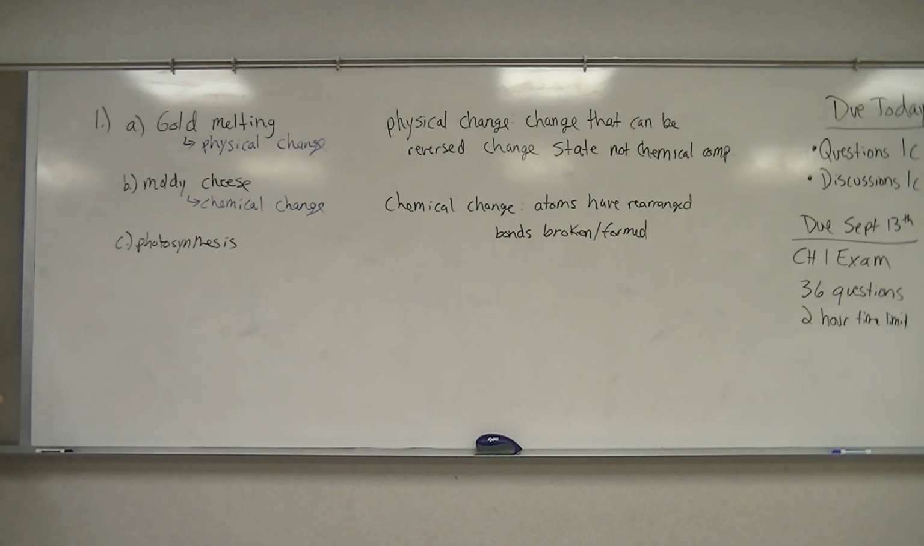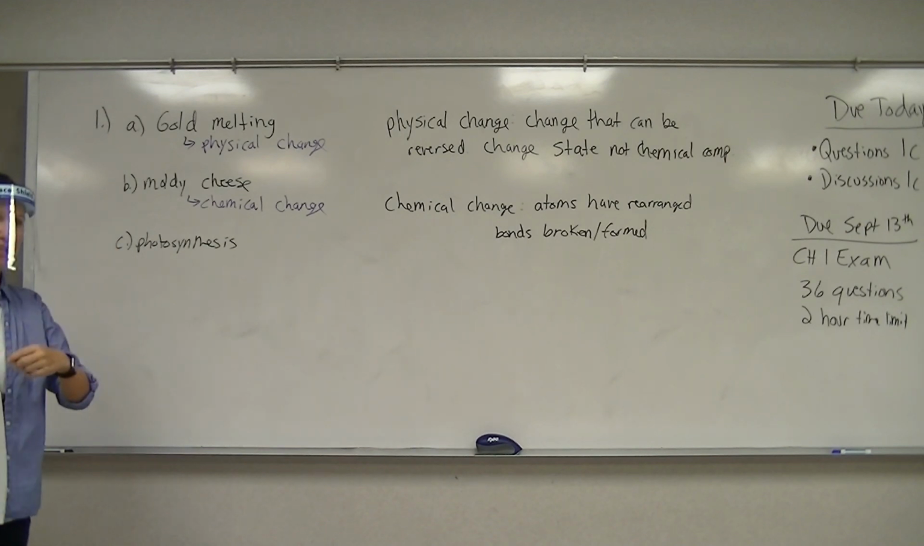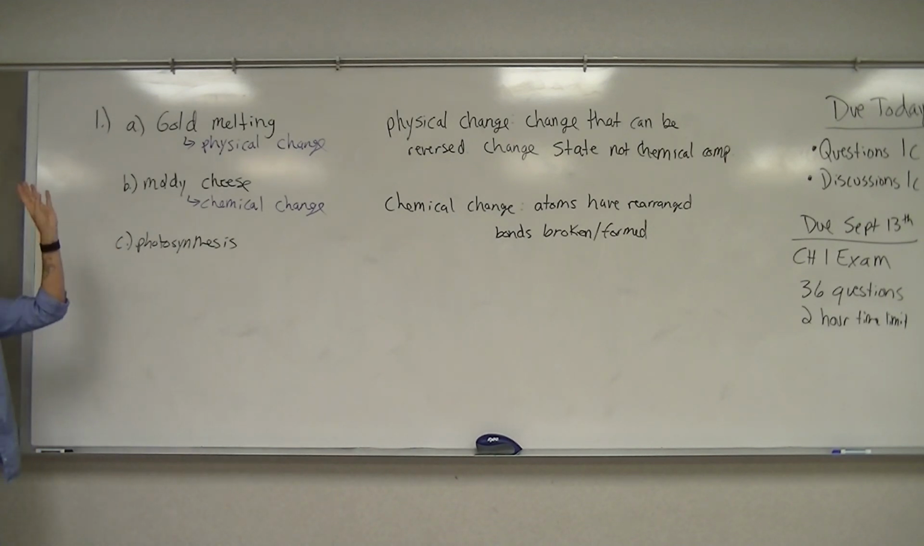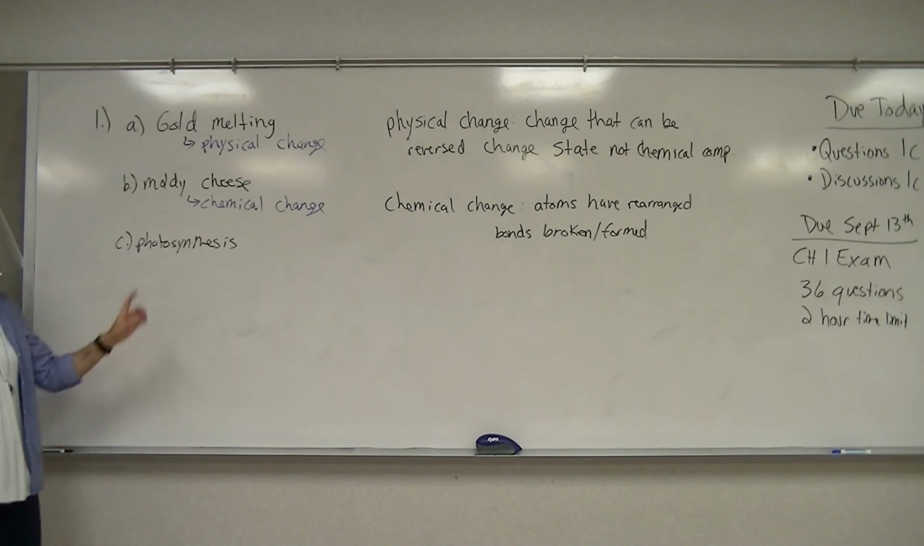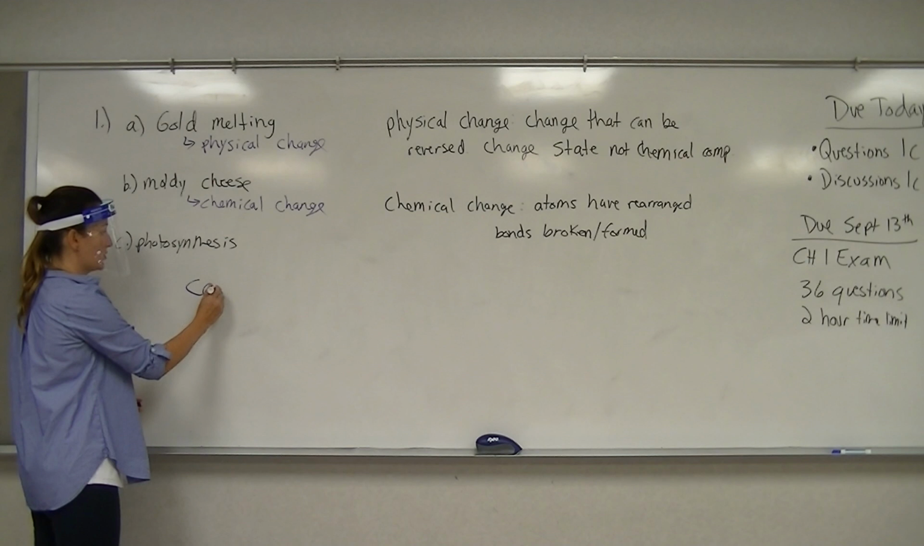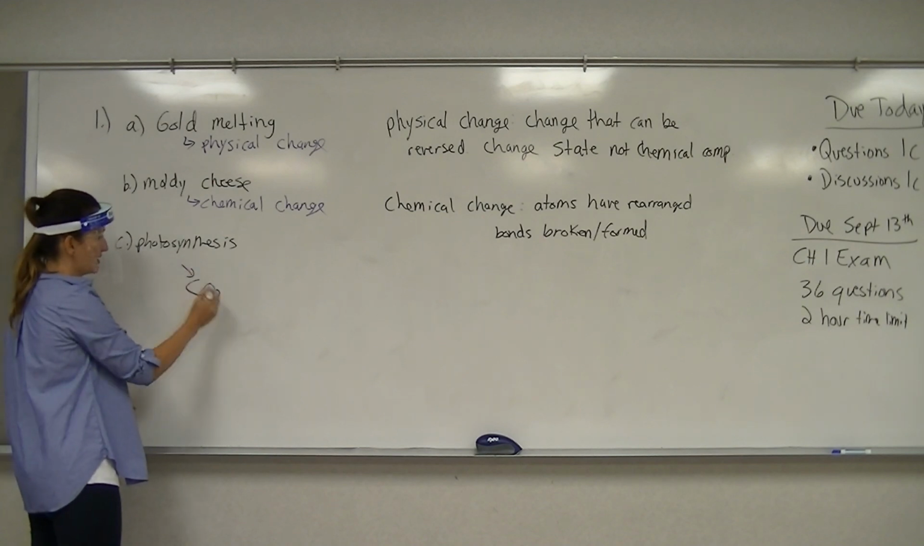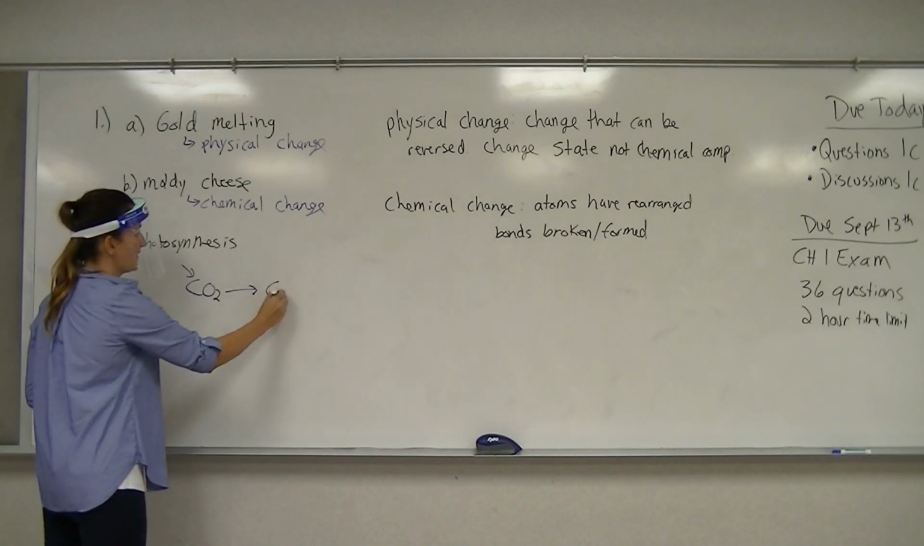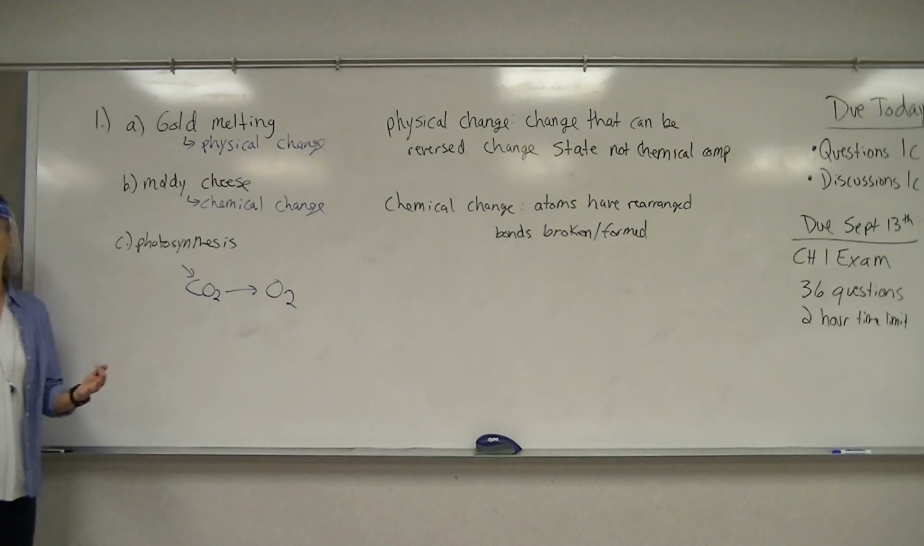Photosynthesis, I might have used this in the PowerPoints, but for photosynthesis, I'm talking about the process where plants take in sunlight and carbon dioxide and they spit out oxygen and grow. So do you think that would be physical or chemical? Chemical. It actually is chemical, because I just said they're taking CO2 from the air. They're taking sunlight and other stuff, but then they're giving out oxygen for us to breathe.